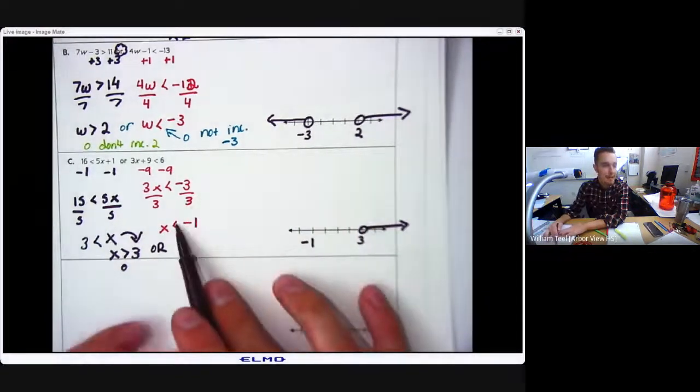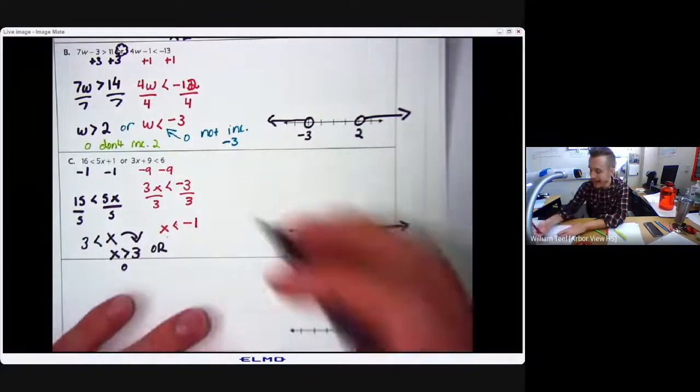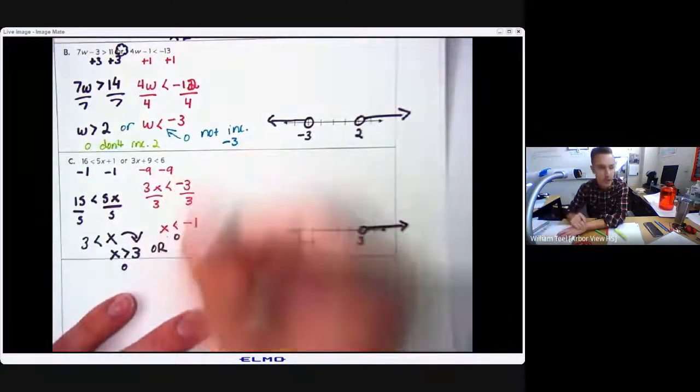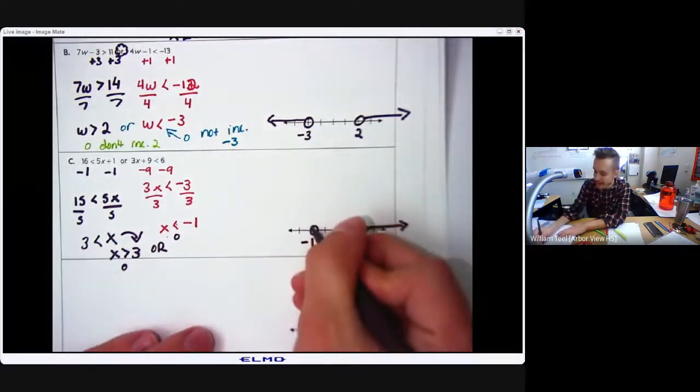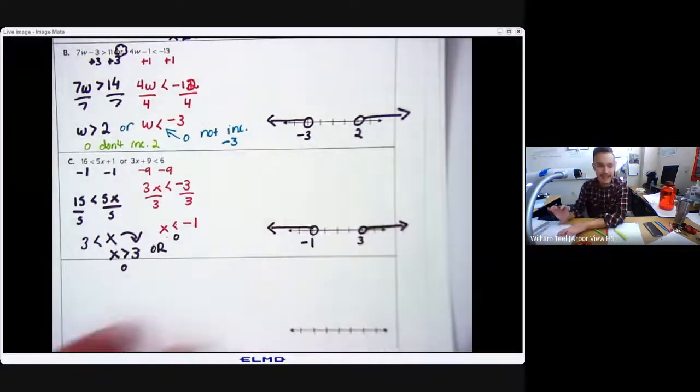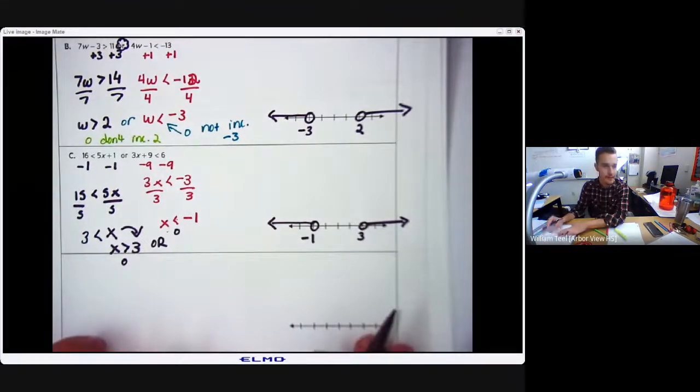Now I'm going to look at the second part. X is less than -1. Since I don't have a line here, I'm going to put an open dot at -1. And all of the values for x are going to be to the left because x can be anything less than -1. So those are my two graphs.